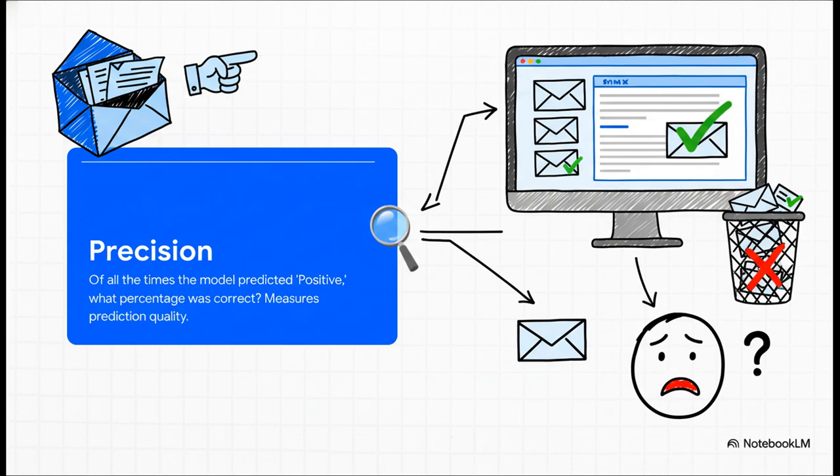Enter precision. Precision asks a really specific question. Out of all the times the model said positive, how often was it actually correct? This matters a ton when a false positive is a big deal. Take a spam filter. You want super high precision because you need to be really confident that an important email from your boss didn't get tossed in the junk folder by mistake.